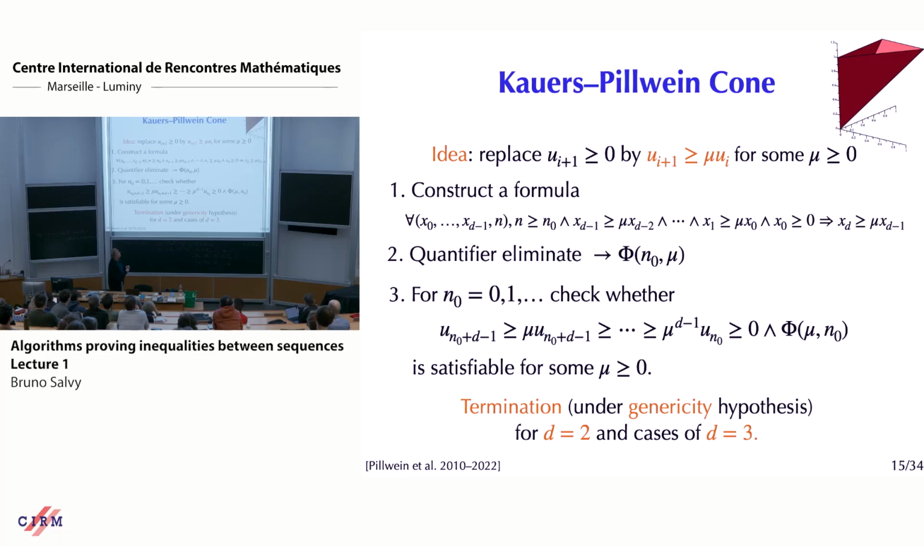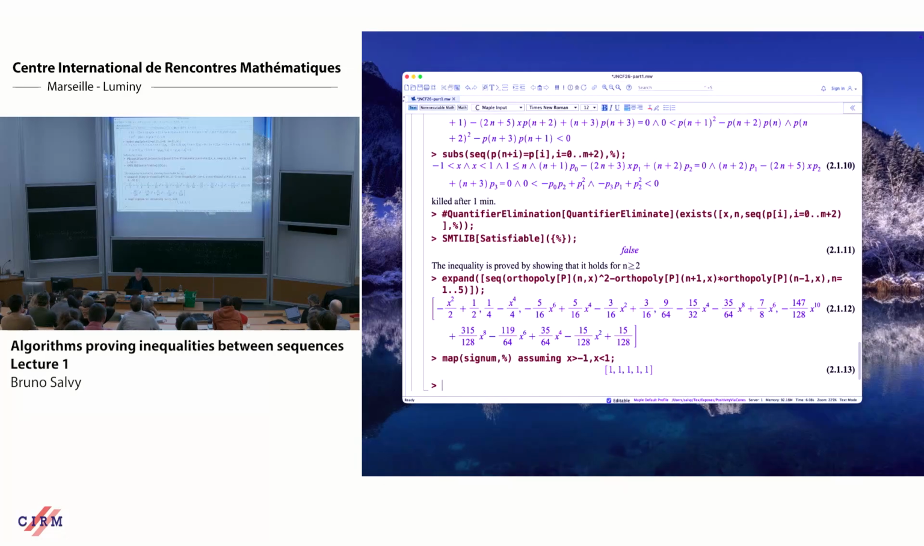So you have a cone that you cannot really see here, where you expect u_{n+1} to stay. Or in more dimensions, u_{n+1}, u_{n+2}, you want them to stay in that cone. So you construct this formula, and you cross your fingers. So let me just do it once.